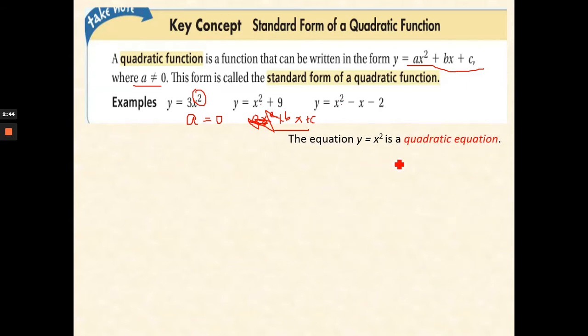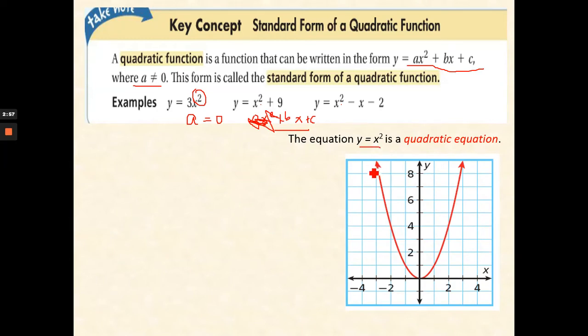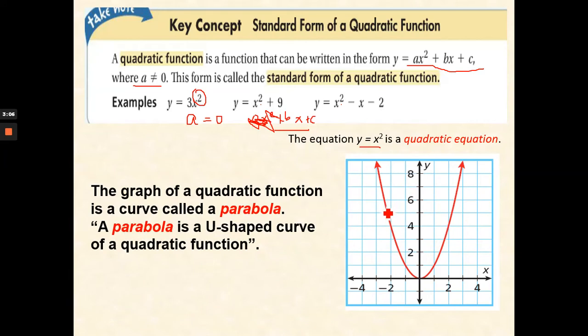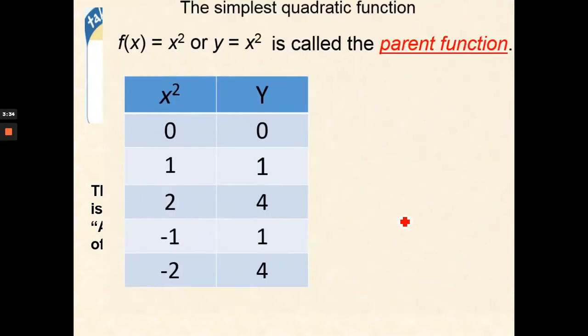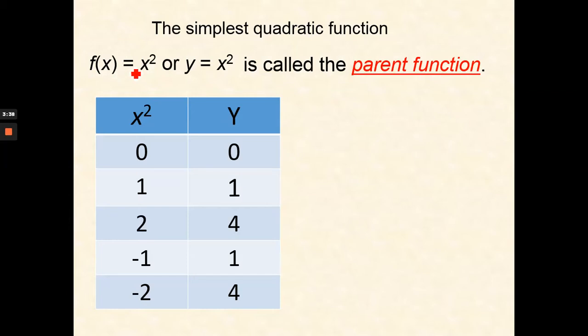Okay? So we have here, the equation y equals x raised to 2 is an example of a quadratic equation. This is actually the parent function. If you're going to graph the given equation, this is the outcome. This is the graph of y equals x squared. Okay? The graph of a quadratic function is a curve called a parabola. So this is a parabola. Always remember that the graph of a quadratic function is a parabola. A parabola is a U-shaped curve of a quadratic function. It may open upward and it may open downward. Okay? So we have here, f of x equals x squared or y equals x squared, which is called the parent function. Do not be confused. f of x is just the same as y.